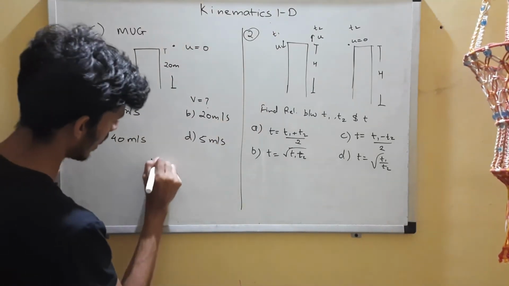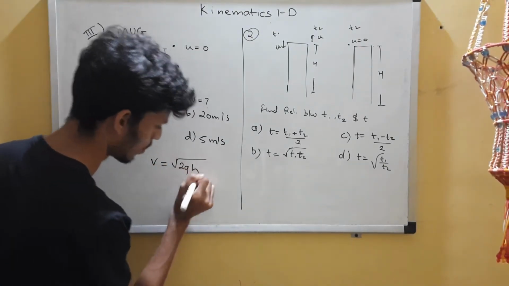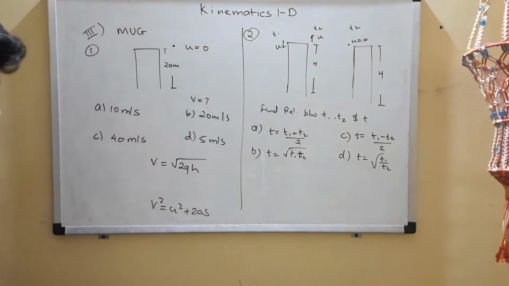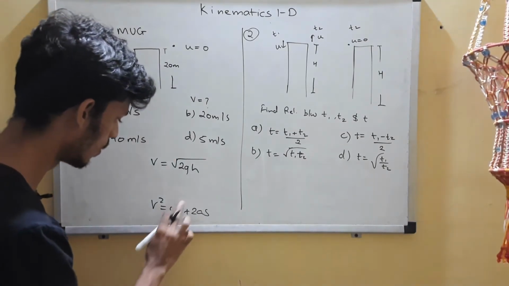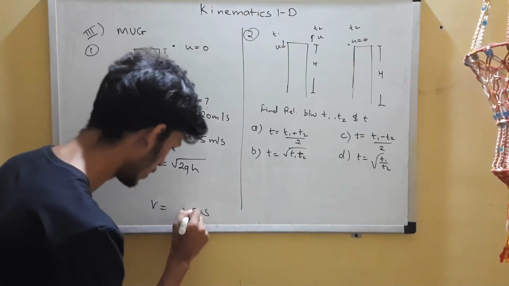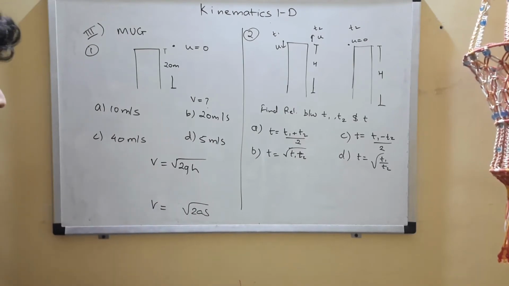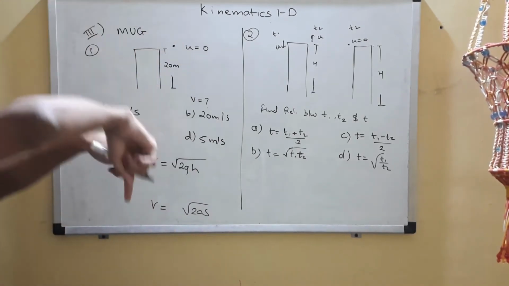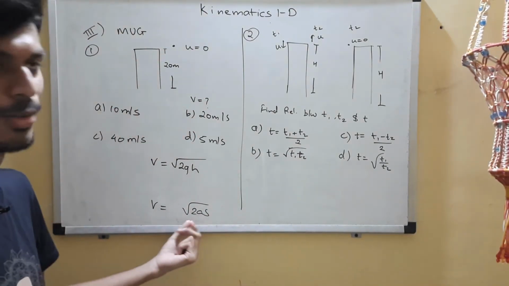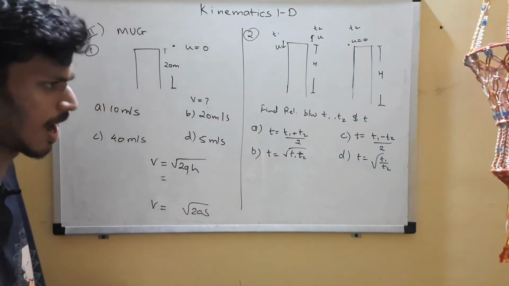So here first of all I said that it will be under root 2gh, so you can find it directly. Also you can use v square is equal to u square plus 2as. You can see that here u is 0, so v square is 2as, so that will give us v as under root 2as, and a is nothing but g, acceleration due to gravity. Also, if you are taking the downward direction to be negative, you can see that displacement is also negative and acceleration is also negative, so that makes it positive. Anyways, we'll consider the downward direction to be positive for our convenience.